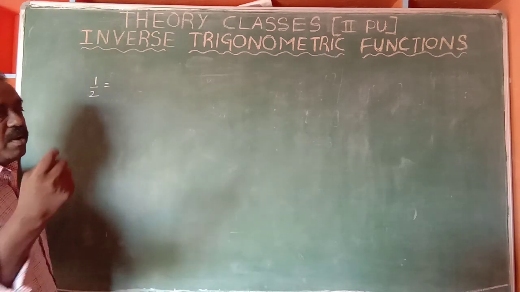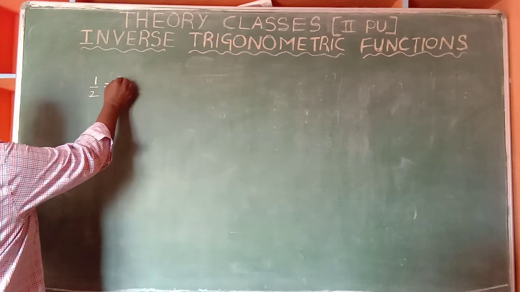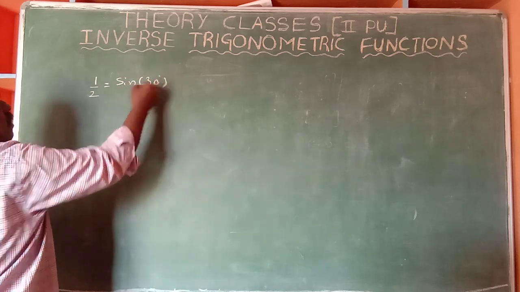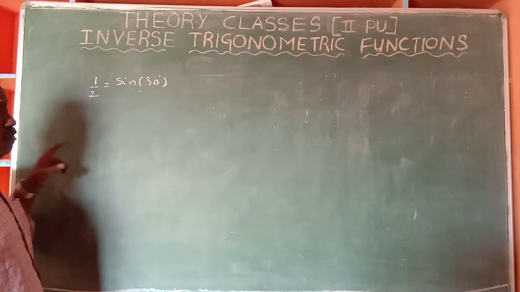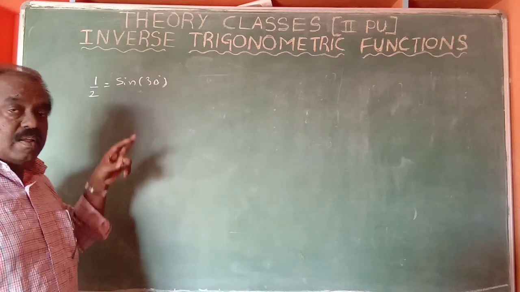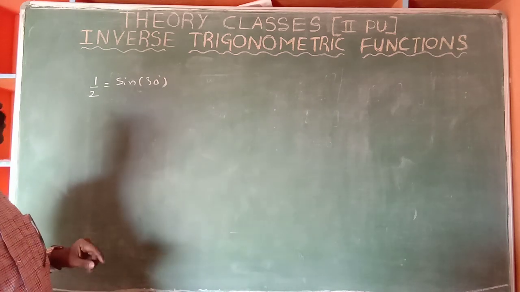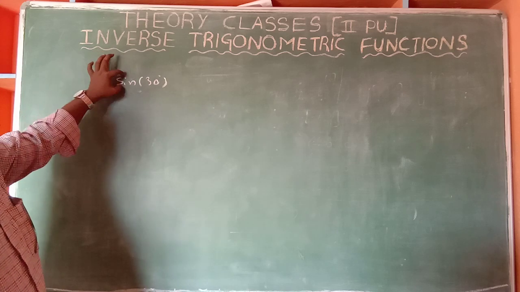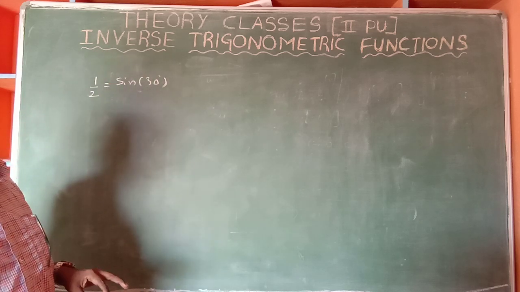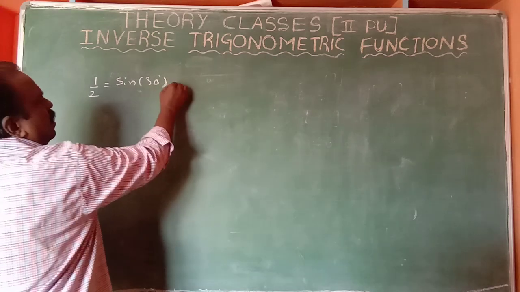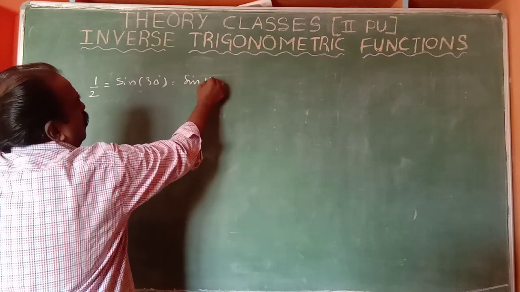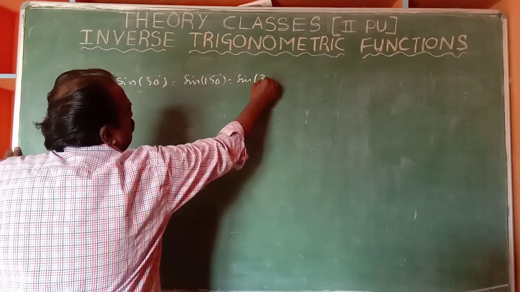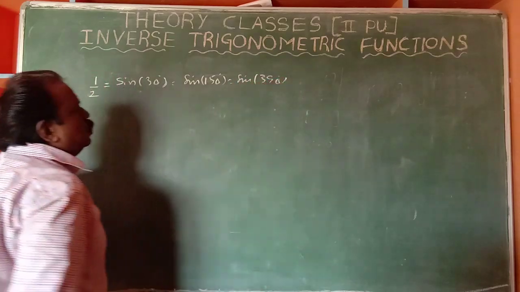Suppose a question is raised. 1 by 2 is nothing but sine 30 degrees. The same concept is taught in trigonometric equations also. A number 1 by 2 is nothing but sine 30 degrees. Not only sine 30, even sine 150 or sine 390 also.